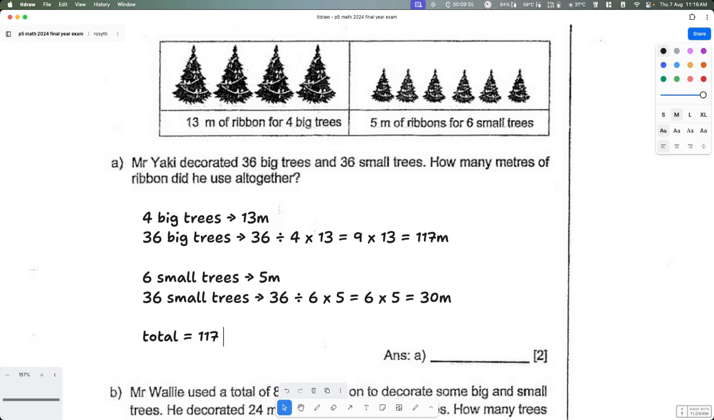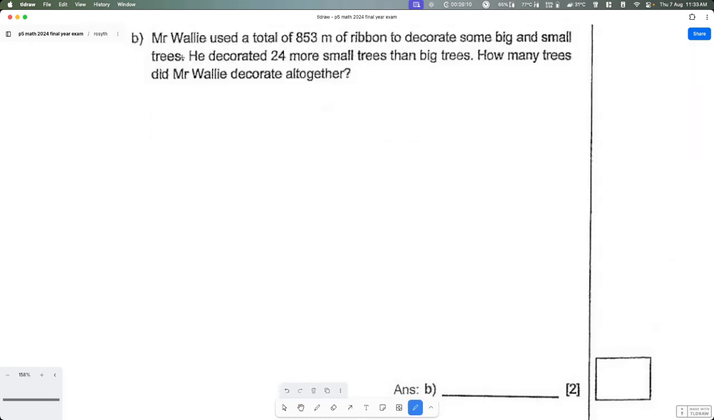Equal to 117 plus 30 is equal to 147, right? So that's the answer, 147 meters over here. Okay, so let's move on. Okay, so this is part B.